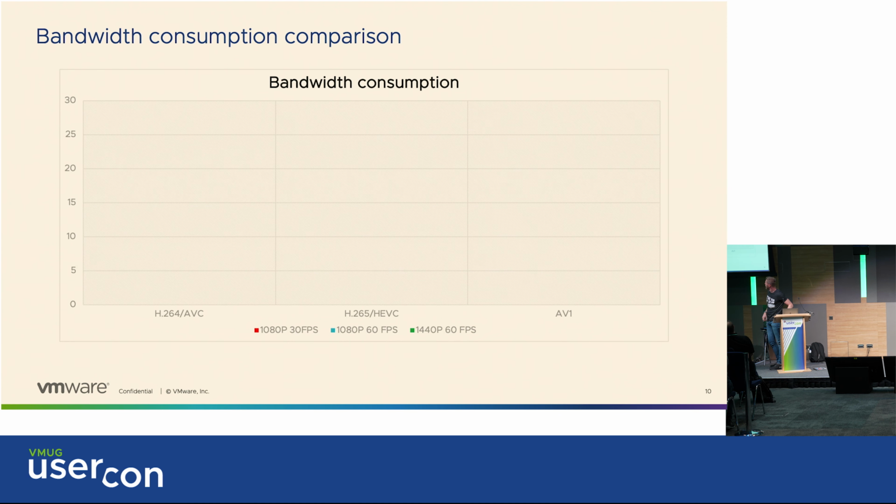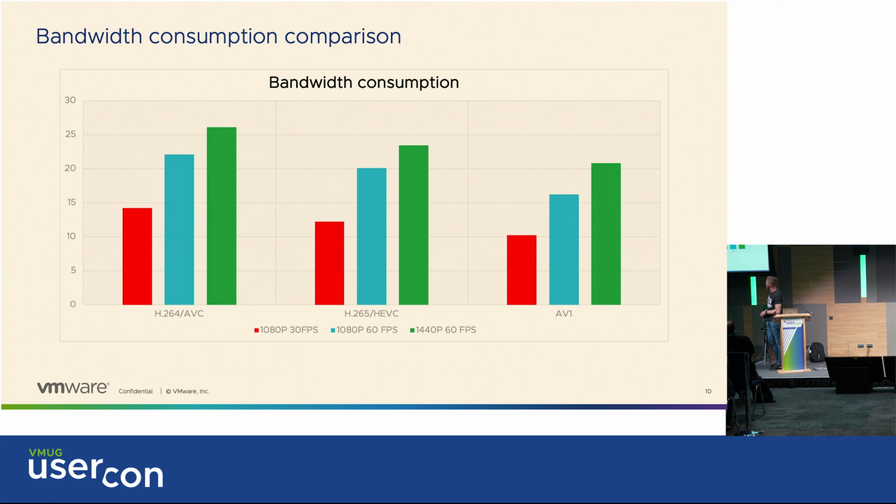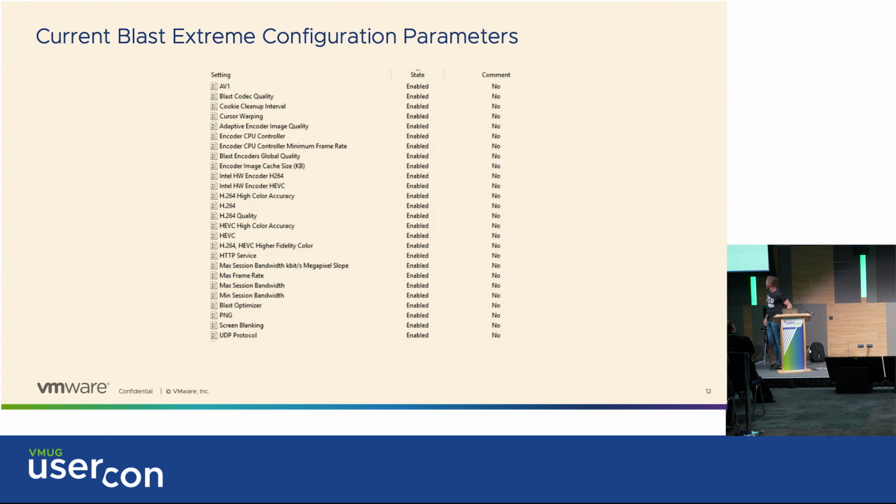So there's a little bandwidth consumption. You see 3 different types of video streams: 30 frames a second with full HD. The blue one is full HD with 60 frames a second, and the green one is 1440p with 60 frames a second. You see the bandwidth consumption rise, but the quality remains, and I think that's really cool about AV1.